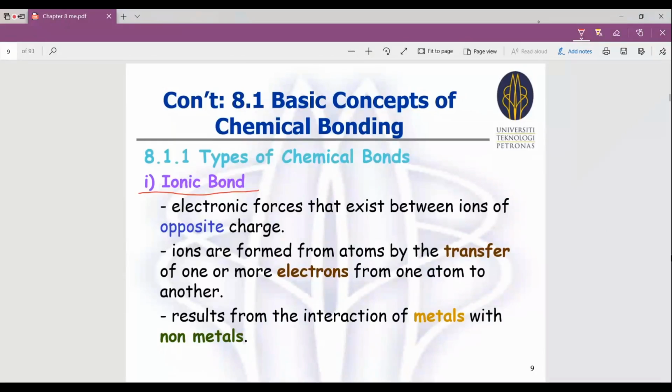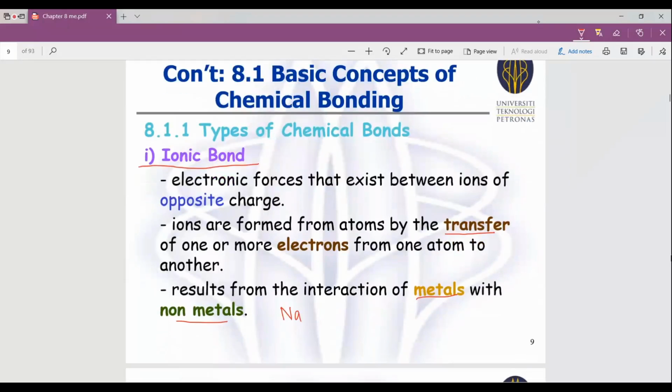The definition: ions form from atoms by transfer of electrons between a metal and a non-metal. For example, Na is a metal and Cl is a non-metal. So NaCl forms through ionic bonding, a very strong bond. And how do they form the bond? They transfer the electron.